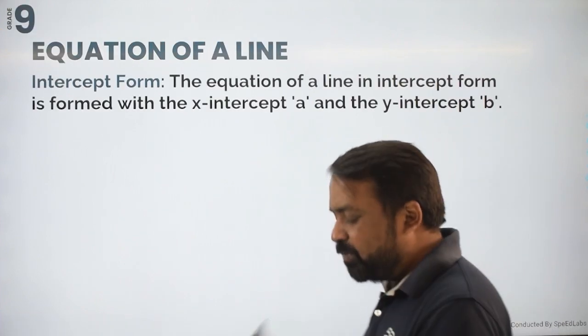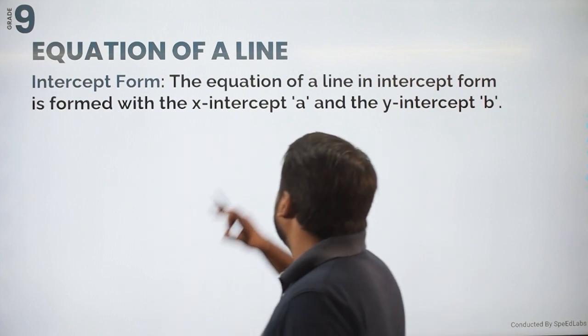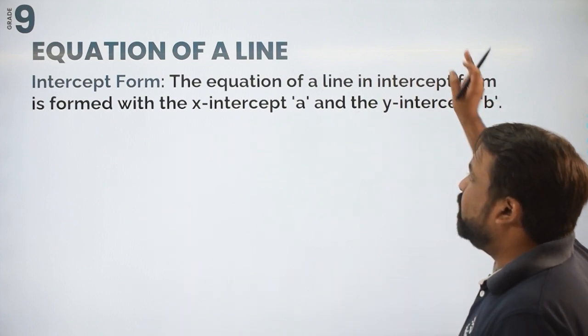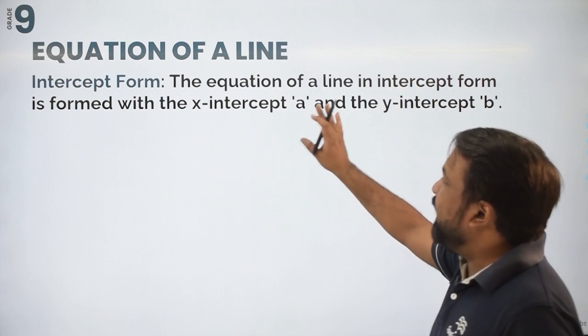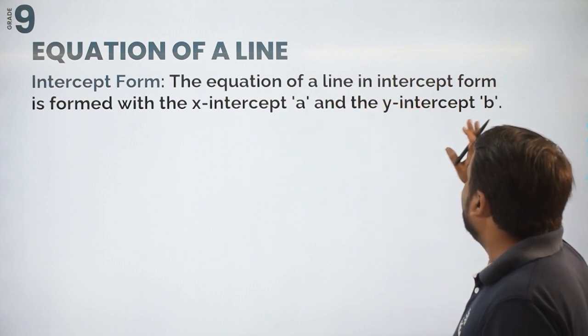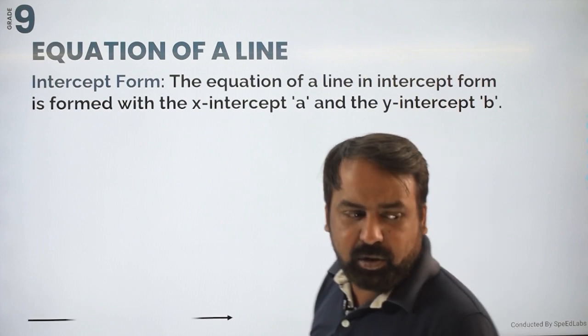Now next is intercept form. This is also very important, intercept form. The equation of a line in intercept form is formed with the x-intercept a and y-intercept b. So how can we find the equation here?